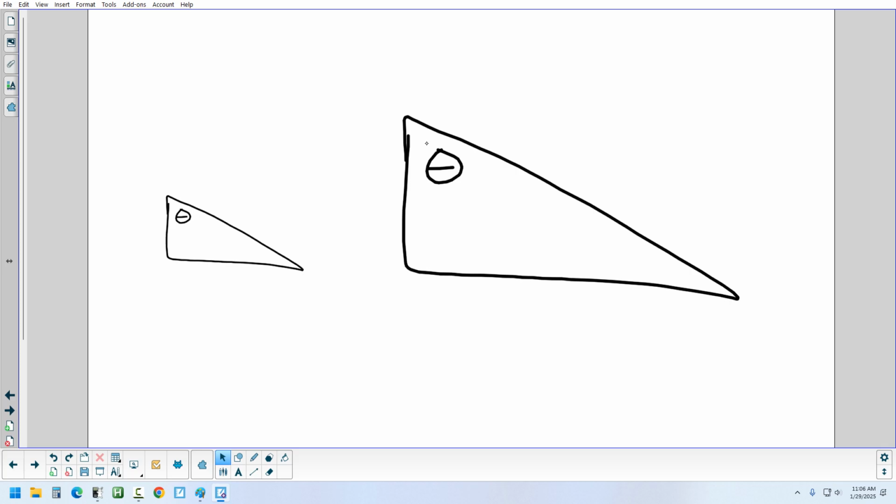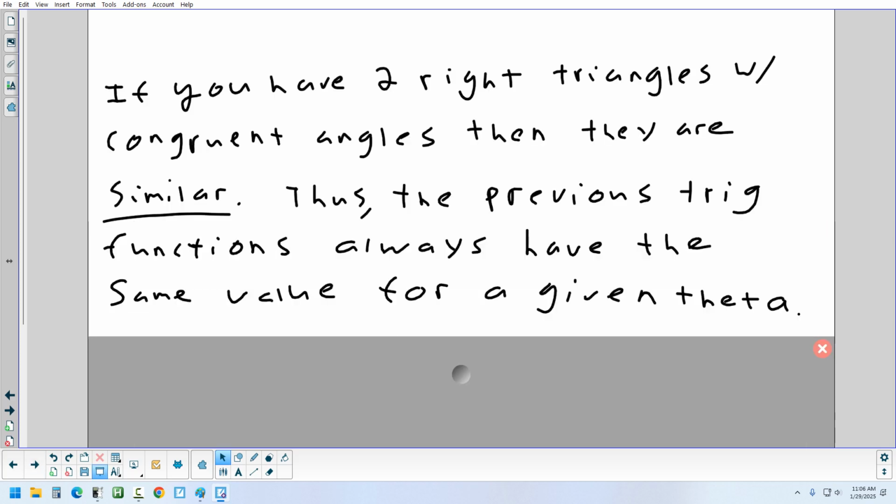Well, the side lengths are definitely different. Right? The opposite and adjacent side are larger here than they are here. But what do we think? You think it would change the answer? Yeah? No, because the change was proportional. Yeah, it's a proportional change, so no, it doesn't actually change the answer.